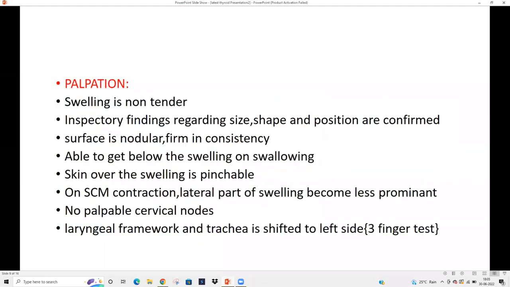Coming to palpation, the swelling is non-tender, and inspectory findings regarding size, shape, position are confirmed, and surface is nodular, firm in consistency, able to get below the swelling on swallowing only. Skin over the swelling is pinchable. On SCM contraction, the lateral part of the swelling becomes less prominent. No palpable cervical nodes found. Laryngeal framework and trachea are shifted to the left side, confirmed by 3-finger test.